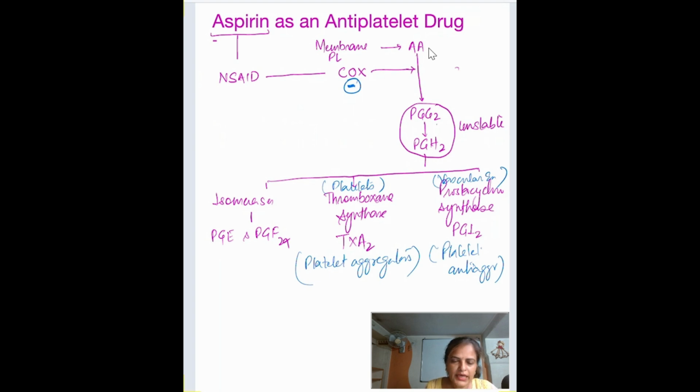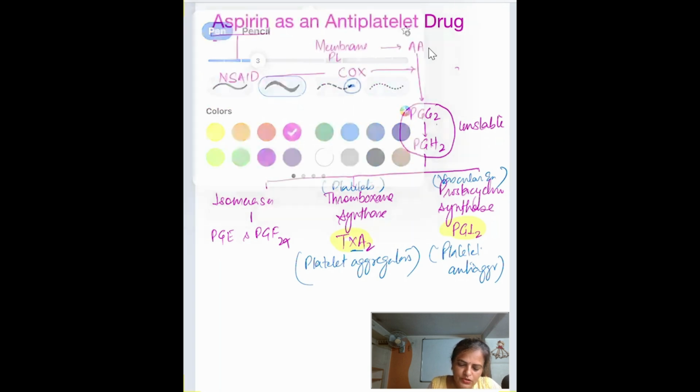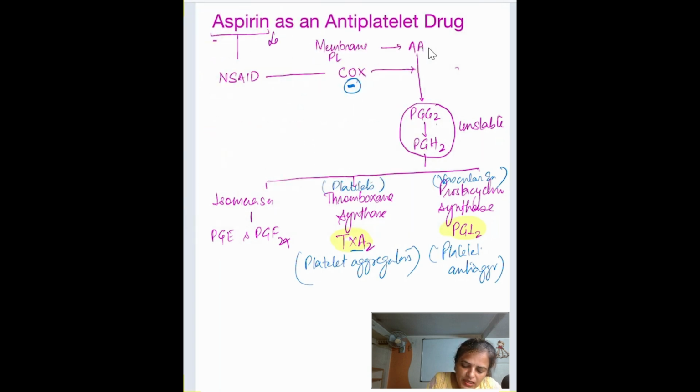Neither these prostaglandins will be formed, nor thromboxane A2 will be formed, nor this one will be formed. So usually these two are in a balance, platelet aggregation and anti-aggregation. So what do the students usually write for low dose? The question is aspirin in a low dose, so what happens in a low dose?